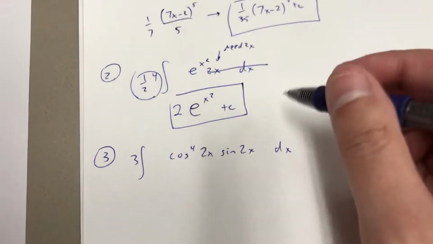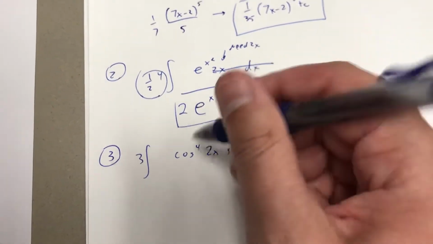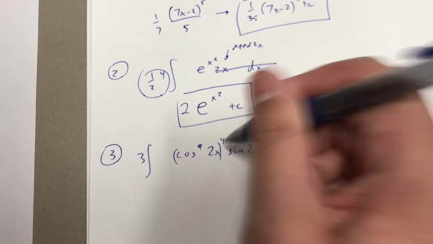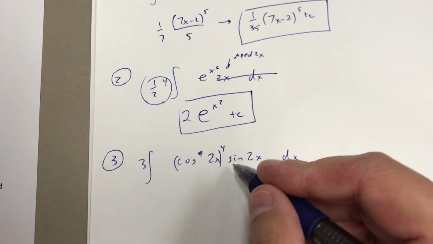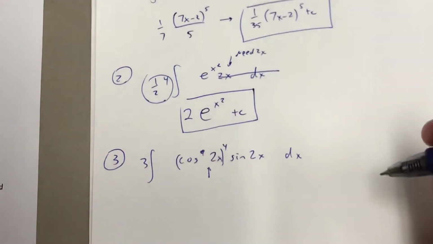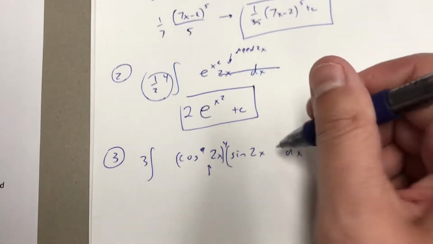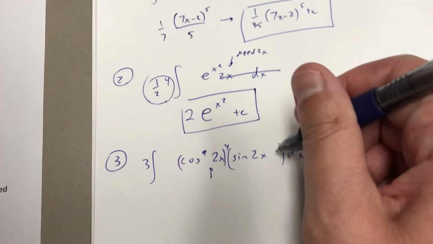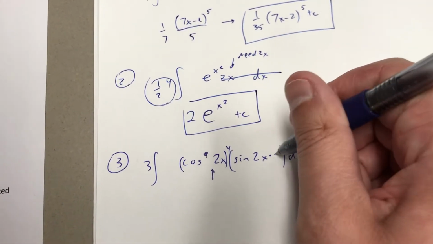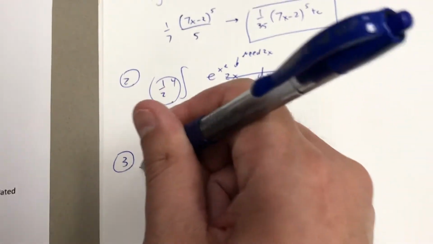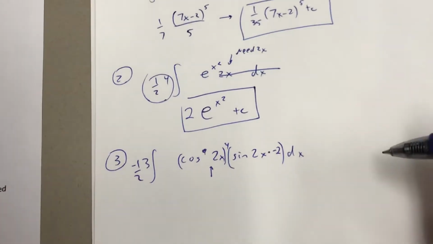Next one, it's an integral of 3 cosine to the 4th of 2x sine of 2x dx. Of course, your inside function there is a cosine. That's the quantity cosine to the 4th. Derivative of the inside function is -2 sine of 2x. So we need a -2, and we need to balance that with a -1/2 out in front. Okay, so be careful there.